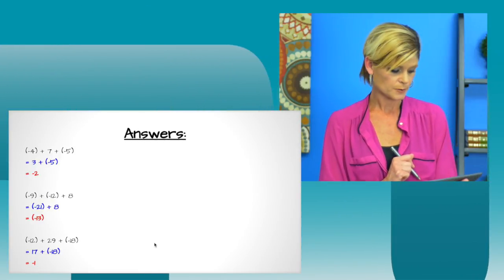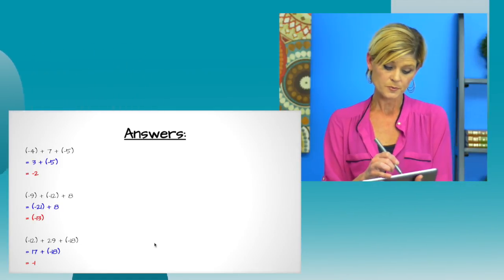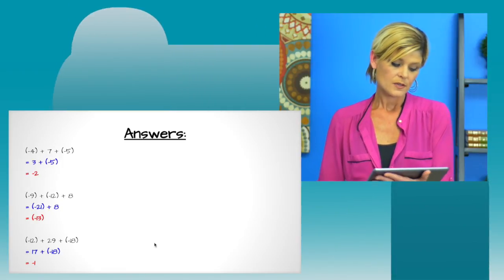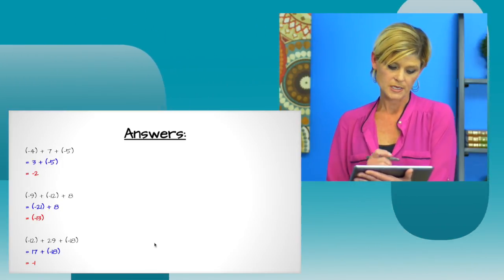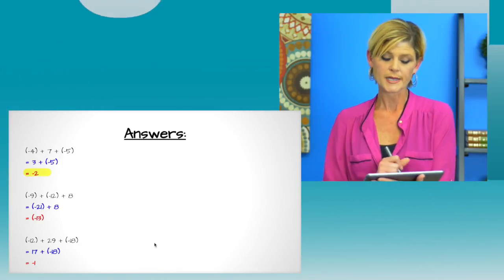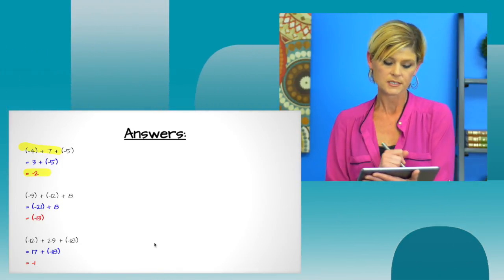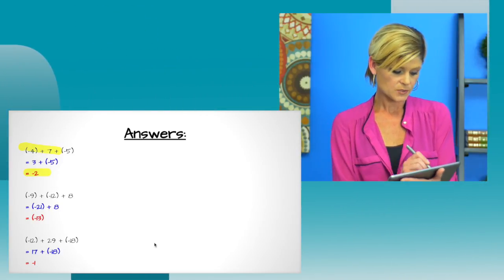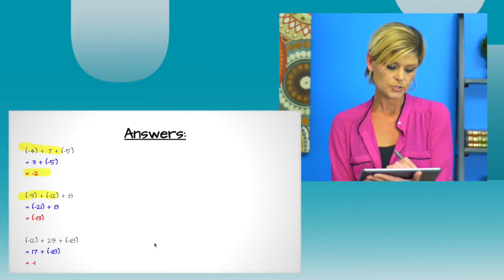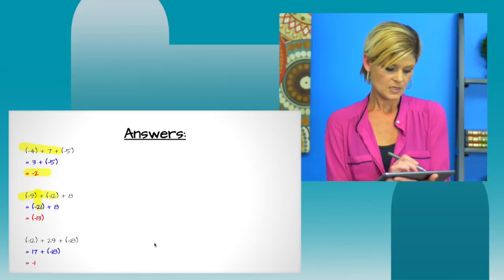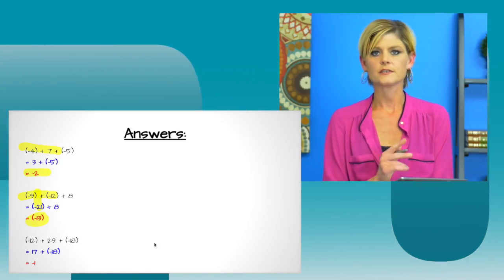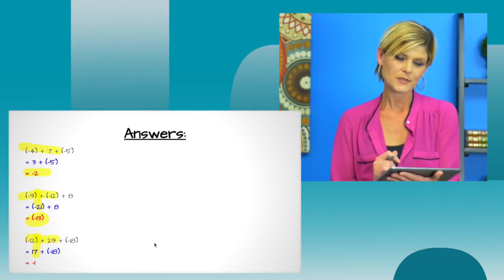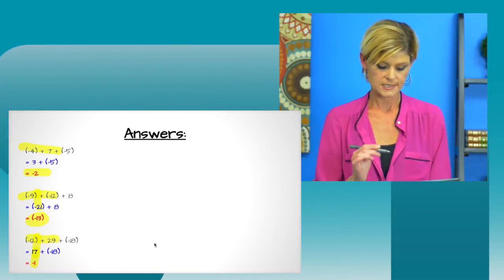All right, welcome back. How'd you do? Did you use the associative property? Did you use your brackets? Did you remember to use the absolute value? Hopefully for the first problem you came up with the answer of negative 2. Put the brackets around negative 4 and positive 7 to give you 3, and 3 plus negative 5 is negative 2. How about the next one? Negative 9 plus negative 12 should give you negative 21. Negative 21 plus 8 gives you negative 13. And negative 12 plus 29 is 17, plus negative 18, and your final answer is negative 1.